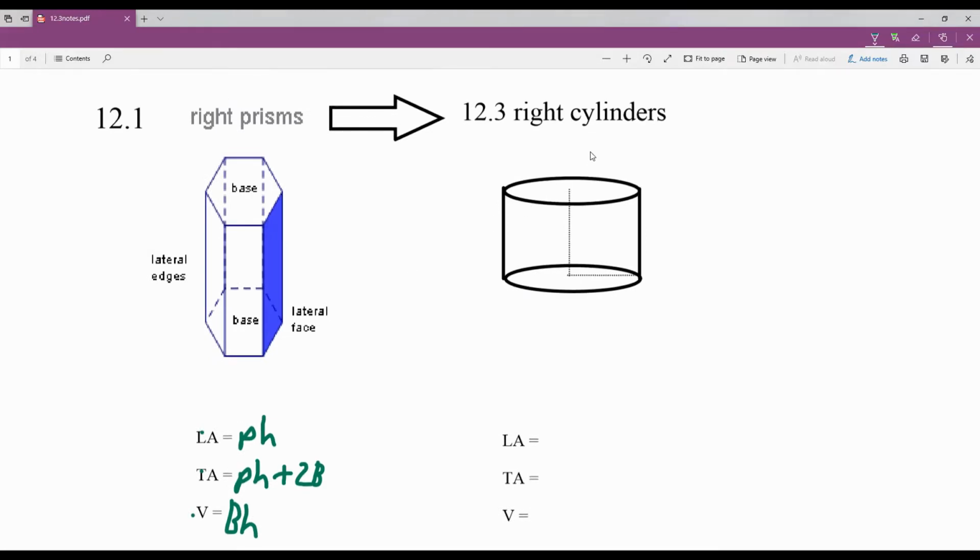Now we're talking about cylinders. Cylinders are going to be the exact same idea as prisms, but now instead of having the perimeter, we have the circumference of the circle, or the perimeter around the circle. So I'm going to label a couple things here. This here is the height. It's perpendicular to the base. And this is the radius.